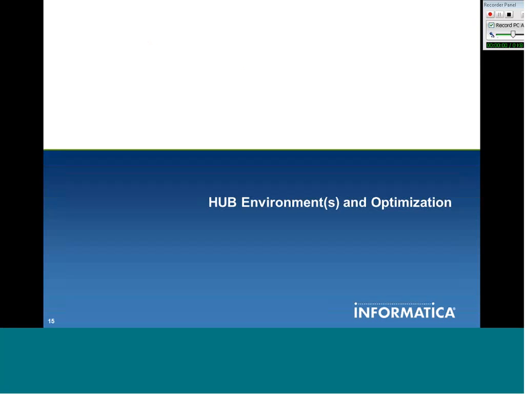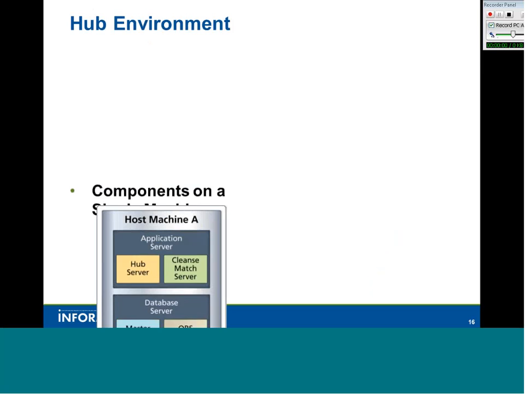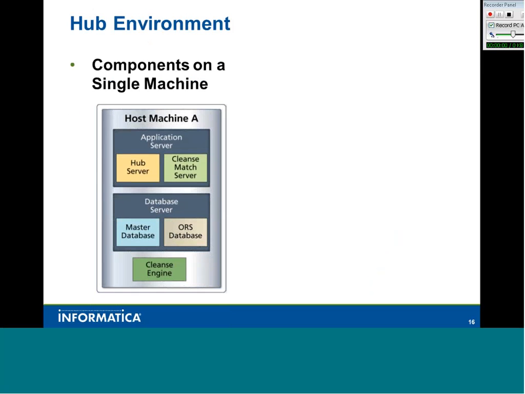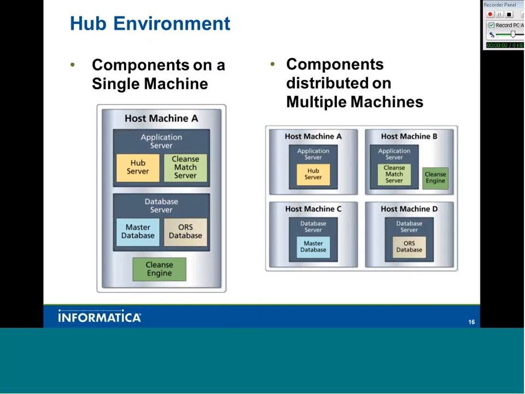So let's look into the hub environment optimization. In a typical scenario, if it's just a development environment, you can have everything on a single host machine, i.e. the application server, the database layer, and the cleanse engine. But a lot of our customers would have everything distributed into different environments, i.e. the application server might be on a different box than the cleanse match server, and then the master database and the ORSs might be on different boxes. So we support each of these configurations.